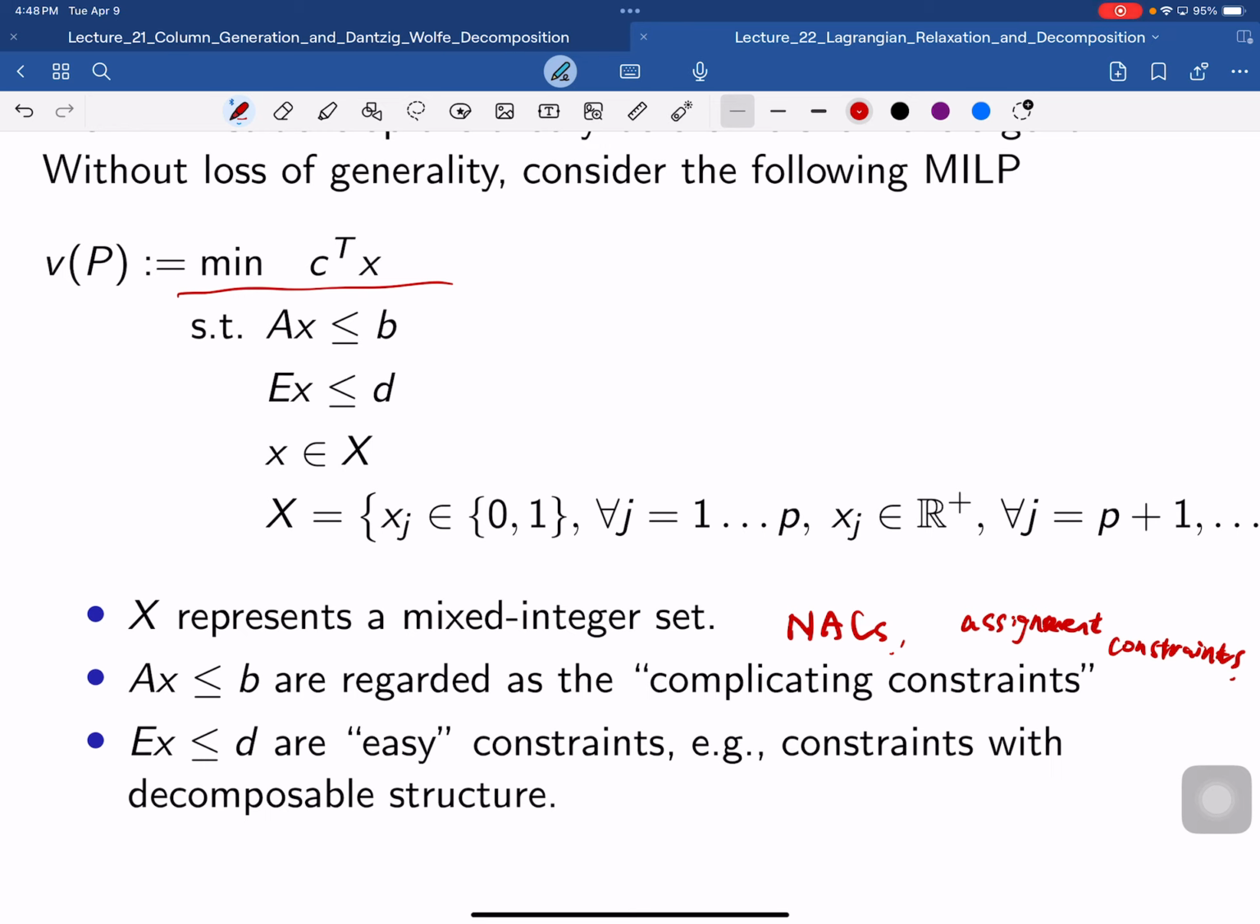And then we treat Ex less than or equal to d as the so-called easy constraints. For example, those constraints can be constraints with decomposable structure. In the two-stage stochastic programming setting, those are the constraints for each scenario separately. They are decomposable. And in the knapsack problem, the Ex less than or equal to d represent those knapsack constraints.